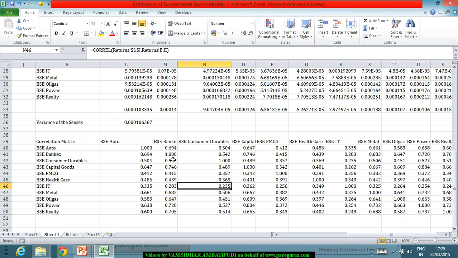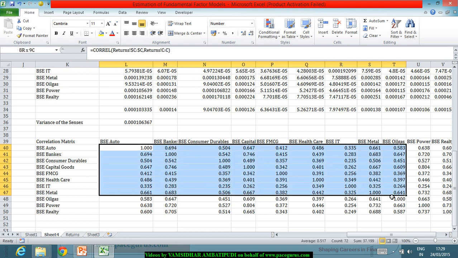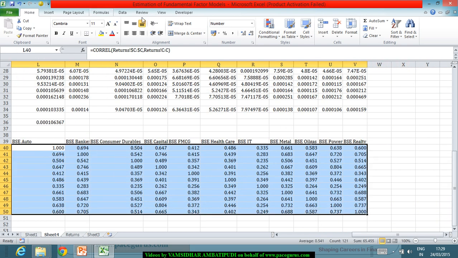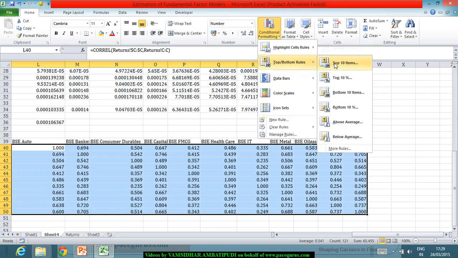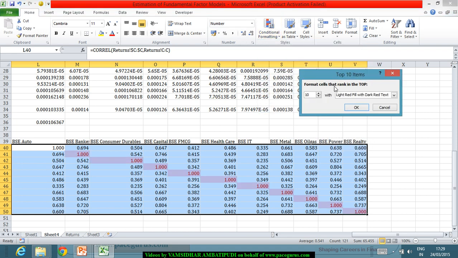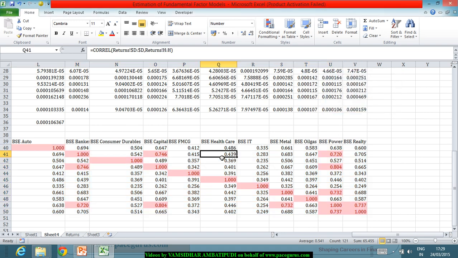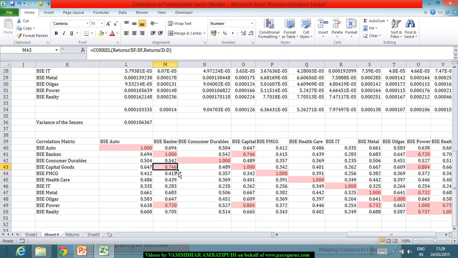And if I look at the top 10 items, ignoring the ones, so instead of 10 I'll look at 20 because the ones anyhow are on the diagonal. Now I could see there is a 0.74. Banking is very heavily correlated with capital goods and power. Capital goods is very heavily correlated with power.